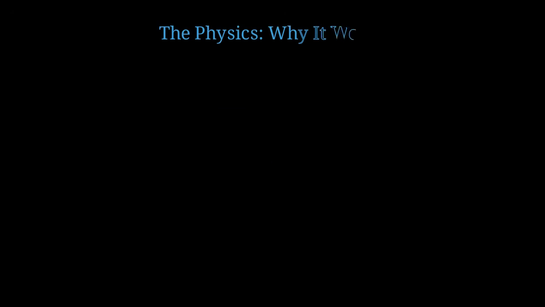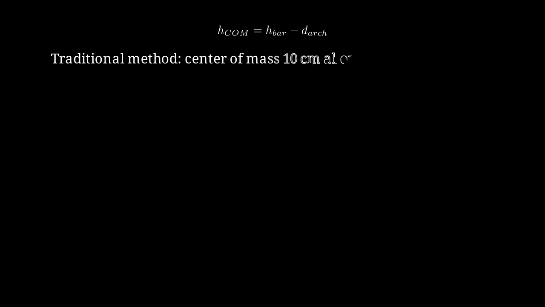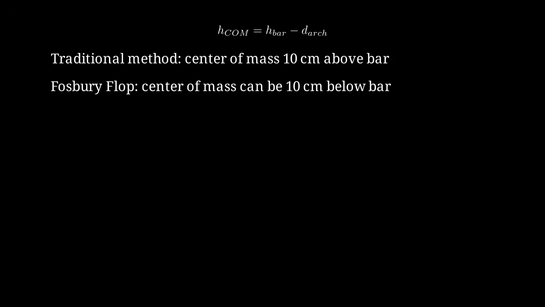Let's understand the physics quantitatively. This involves the concept of center of mass and rotational dynamics. The height of the center of mass equals the bar height minus the arching distance. By arching your back, you create a gap. In traditional methods, the center of mass typically had to clear about 10 centimeters above the bar due to body geometry. With the Fosbury Flop, the center of mass can actually be 10 centimeters below the bar height while the body clears it. That's a 20 centimeter advantage.